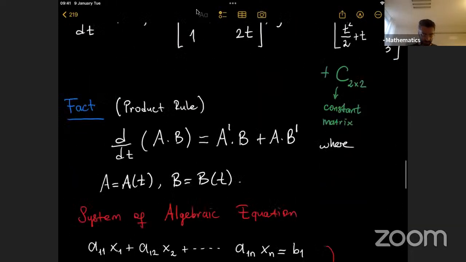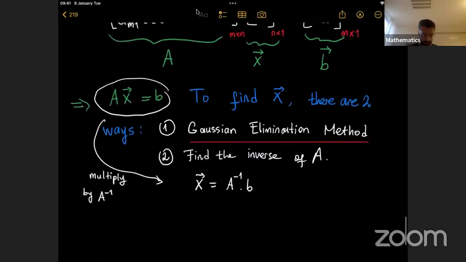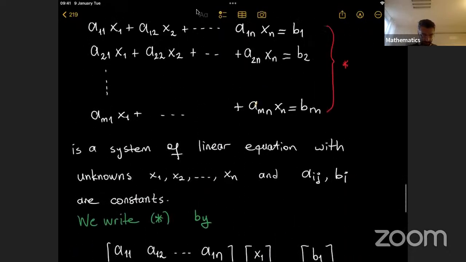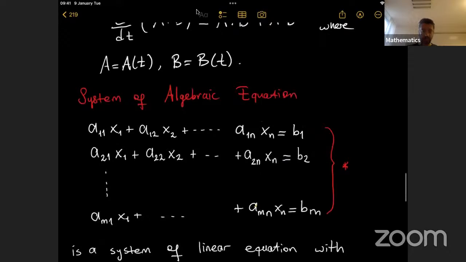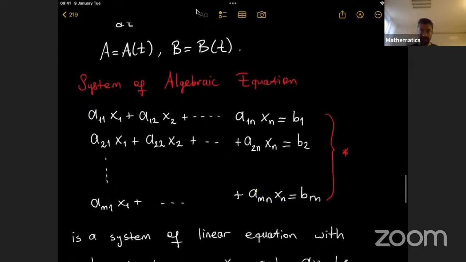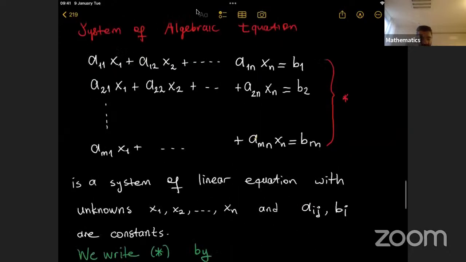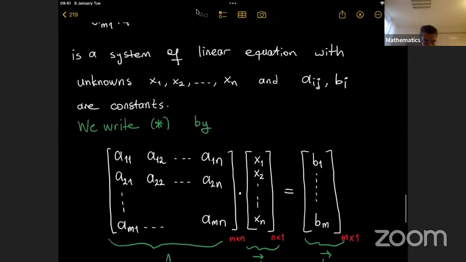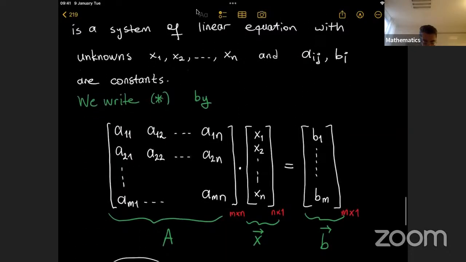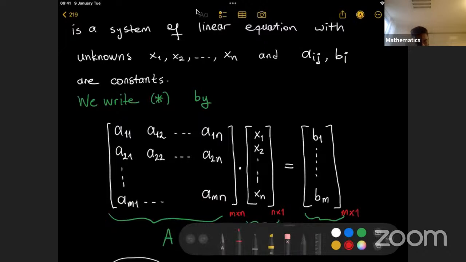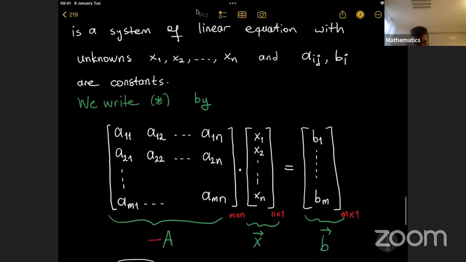And finally, we were talking about this system of algebraic equations. So we have some number of equations and we want to solve this for x1, x2, xn. And we write this in the matrix form. This here, A, is called the coefficient matrix.